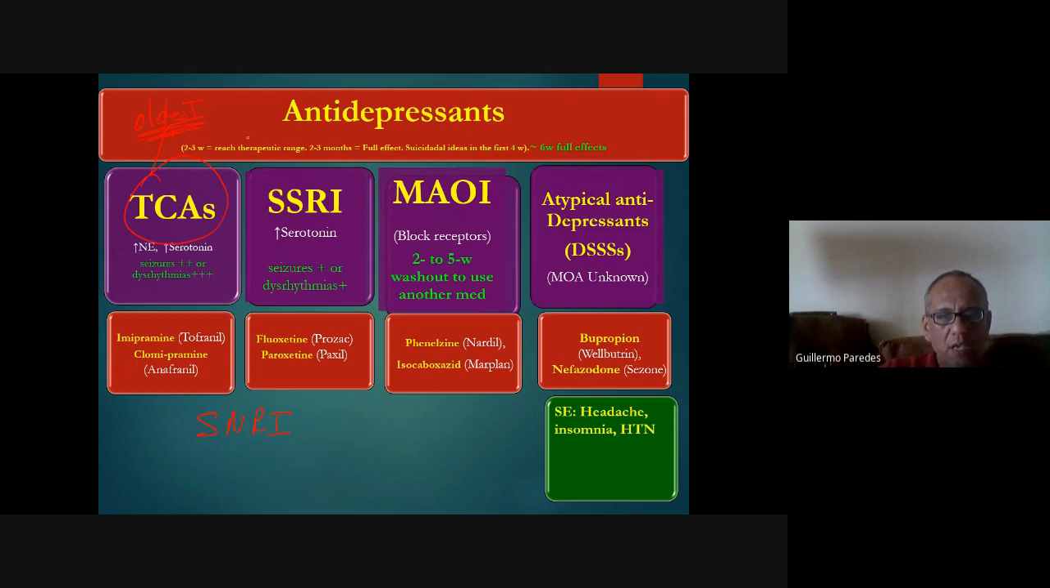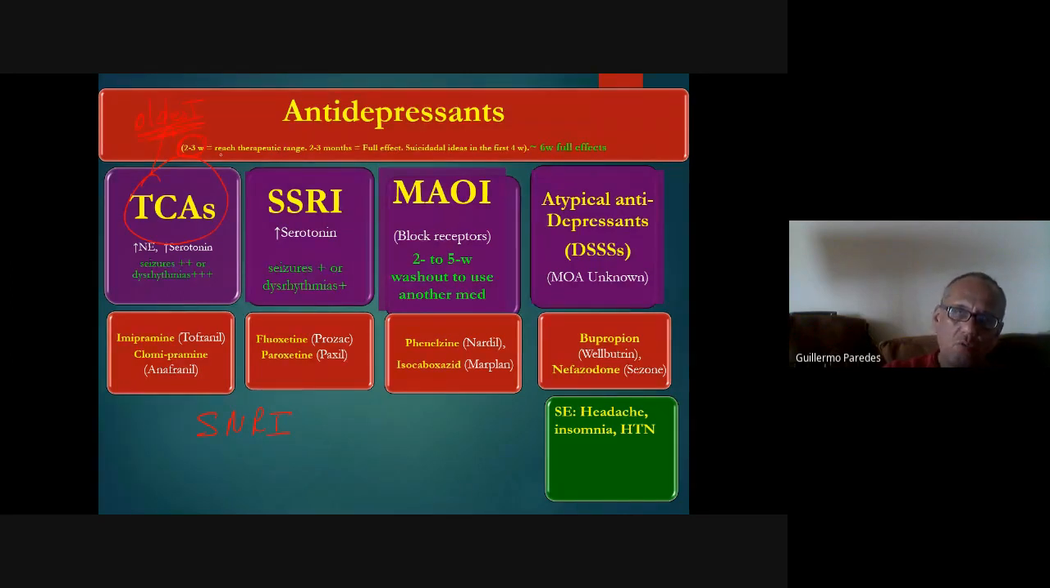All right, so antidepressants are going to take about 2 to 3 weeks. Nothing is going to be immediate. It's not like a painkiller, like Tylenol or ibuprofen, where you see the effects in half an hour, depending on the route. In this case, the therapeutic range is going to take about 2 to 3 weeks. Mostly all of them. Even 2 to 3 months are needed to make full effect. Approximately 2 months.